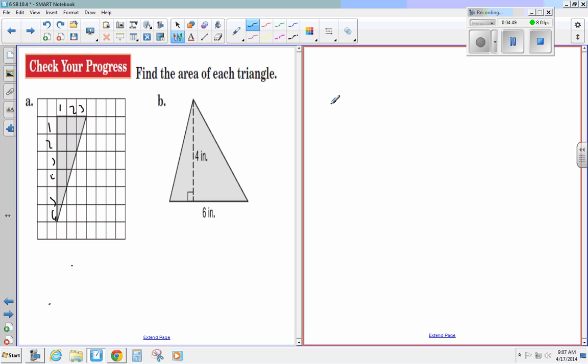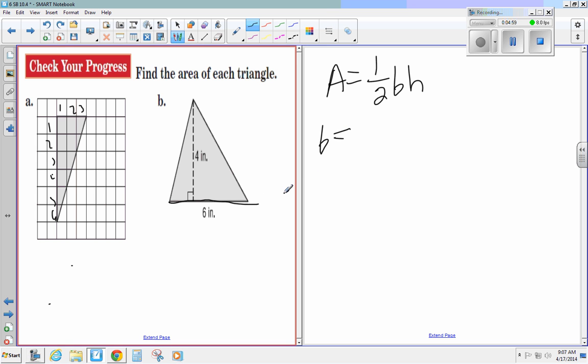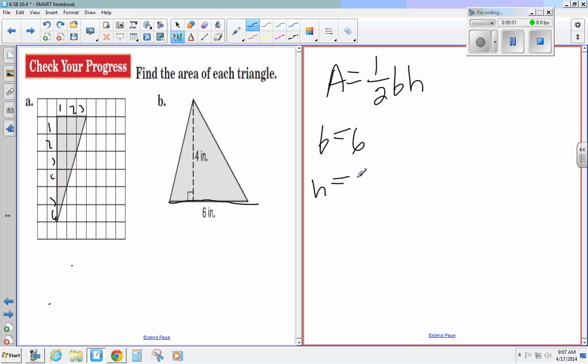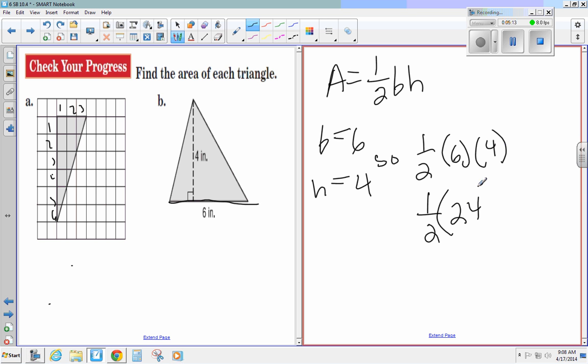Part B, it's still the area equals half base times height. The base is 6. The height is 4. So half of the base times the height is half of 24, which is 12 inches squared. All you're doing is remembering formulas and plugging in the numbers.